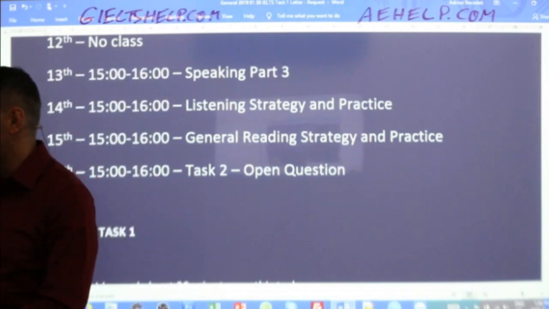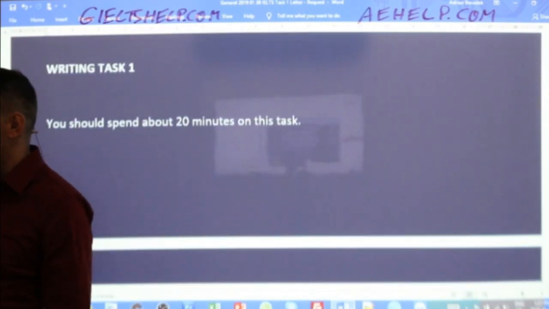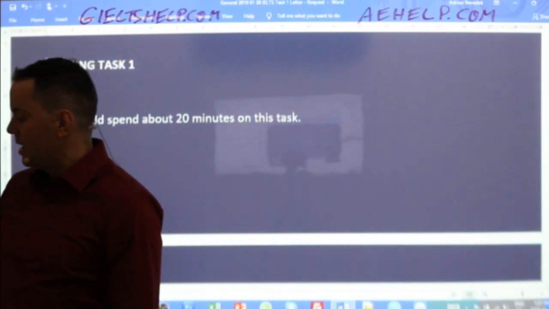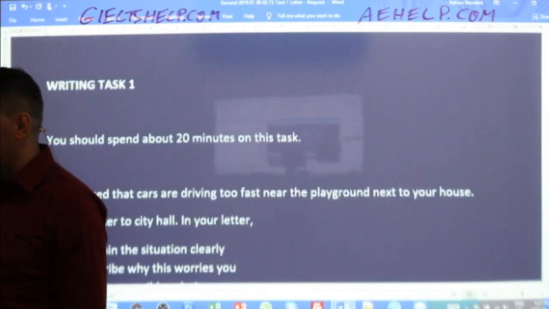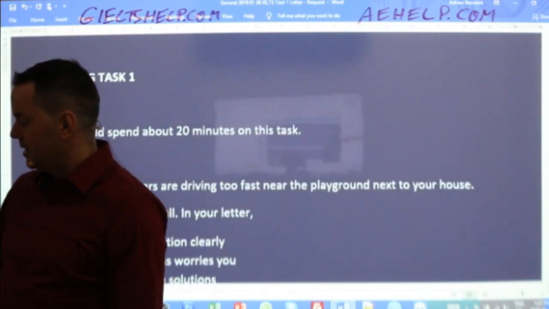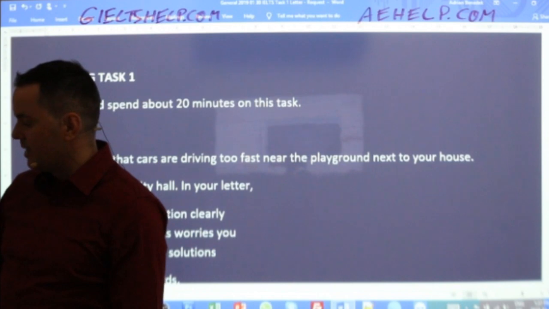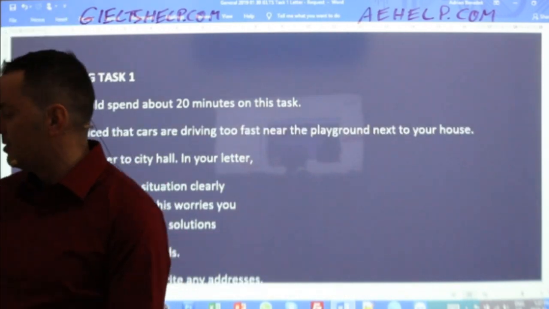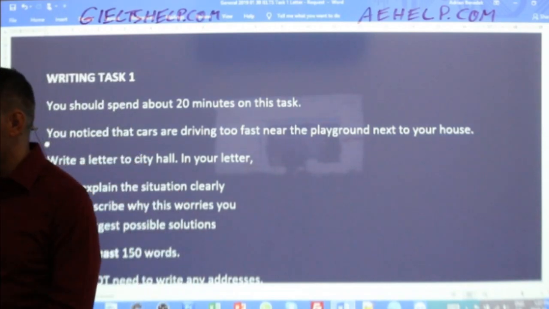Here we go with our Task 1 question. Writing Task 1 General IELTS is different. If you're an academic IELTS student, you should not worry about this Task 1 as it is different for you. General IELTS students, you need to know this, okay?